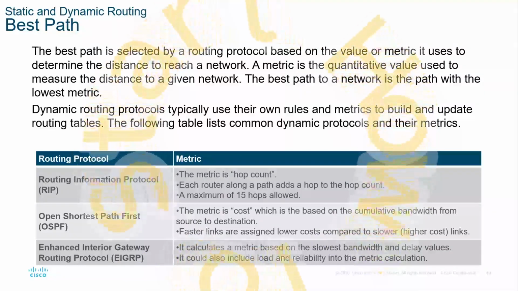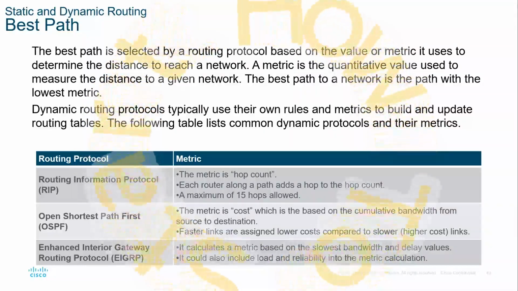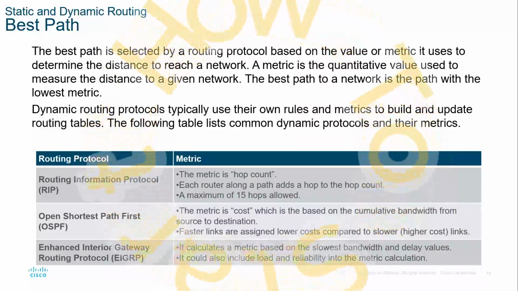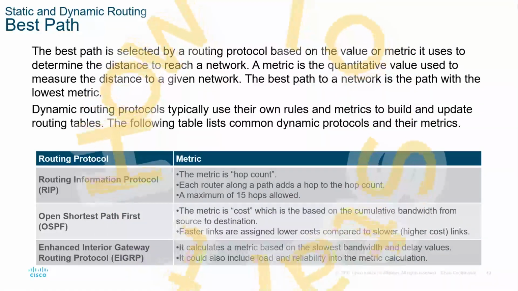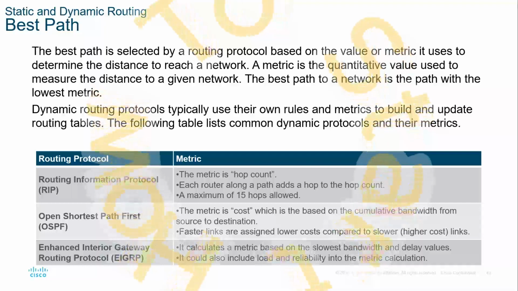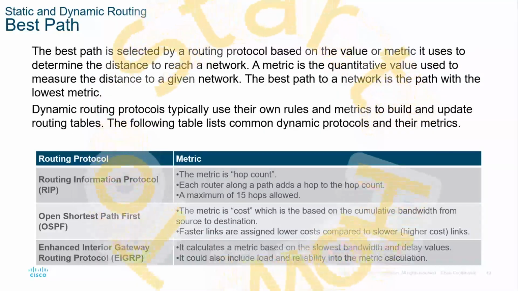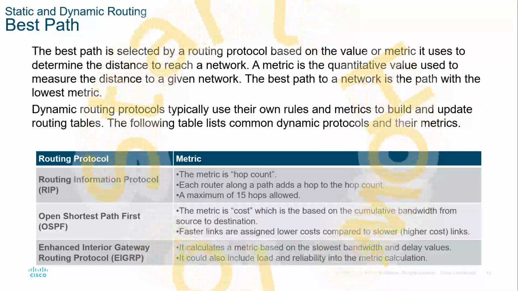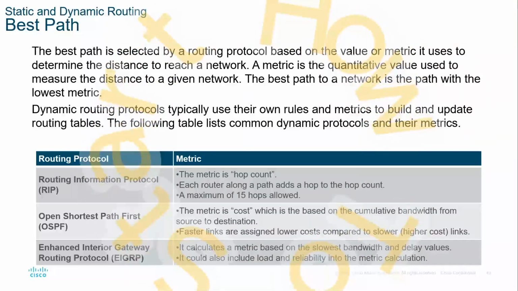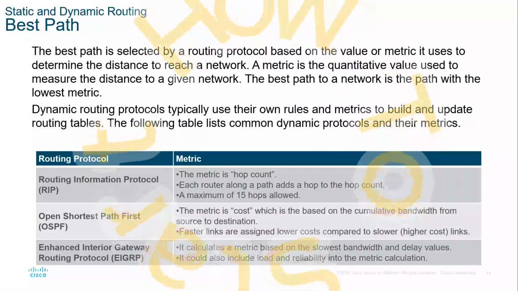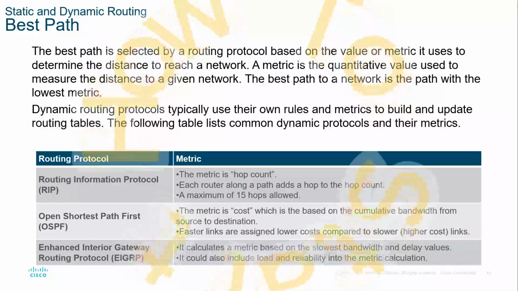OSPF will use a metric of cost. This will be a cumulative bandwidth from source to destination. If I go from A to C, it will actually calculate the paths and the path costs using the entire network to determine which path will be the most efficient path.